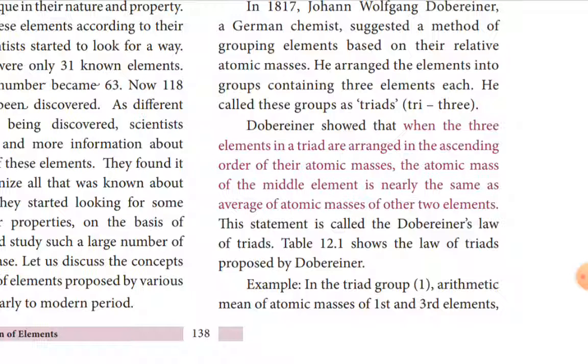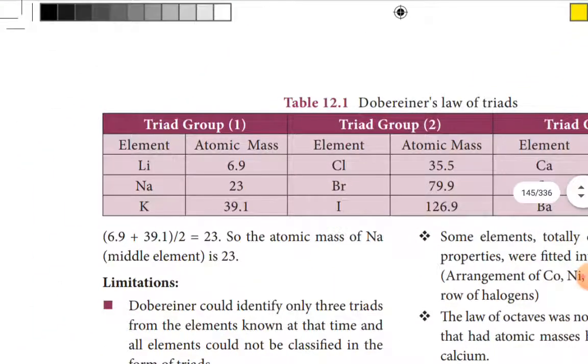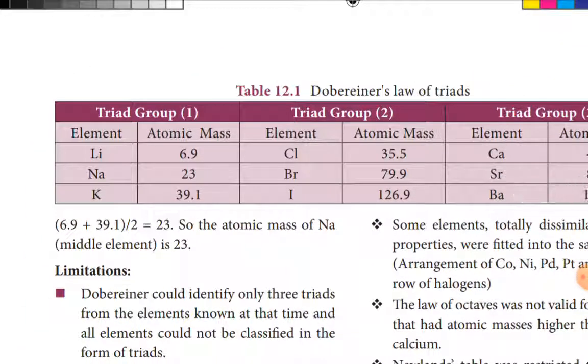So in the triad 1, the arithmetic mean of the atomic mass of the first and third element, that is 6.9 and 39.1, divided by 2, is 23. For example, refer to table 12.1, triad group 1, the first two columns. There are three elements given: lithium, sodium, potassium. These are the three elements of the first triad. Lithium atomic mass is 6.9 and potassium atomic mass is 39.1.